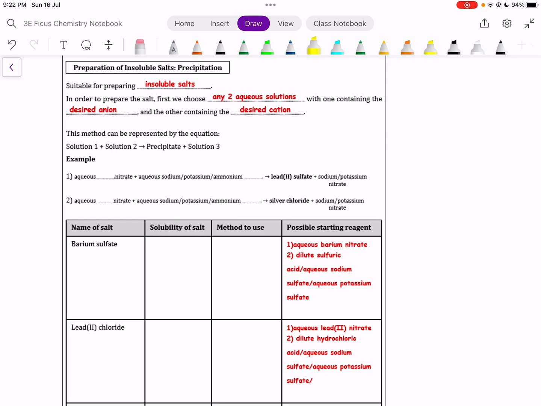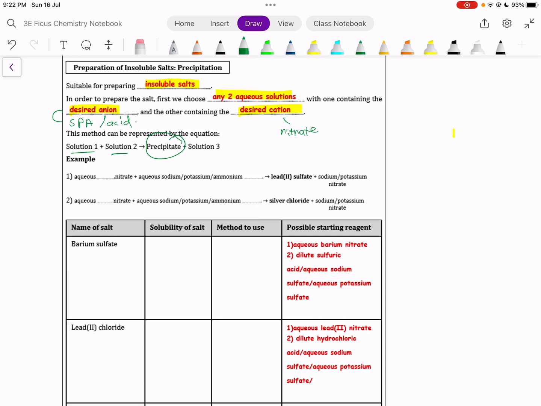This method is suitable for preparing insoluble salts. You need two solutions, one containing the anion, the other containing the cation. The cation one always goes with a nitrate solution. The anion one is always a sodium, potassium, or ammonium salt, or otherwise an acid. The idea is this: you add two solutions together, you get an insoluble salt.